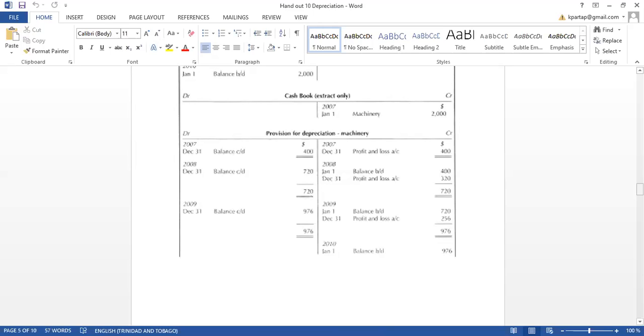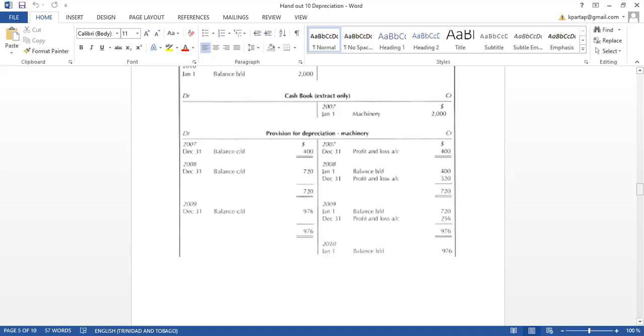So if we were doing up that trading and profit and loss account, one of the expenses would be provision for depreciation, $320 in 2008, right? At the end of 2008 now, we have to add up the two entries to get the total. So we add the 400 to the 320 to give us 720. Now we need to balance the account. To balance the account means we need to input 720 on the debit side. So we'll do balance carry down on the debit side, 720.